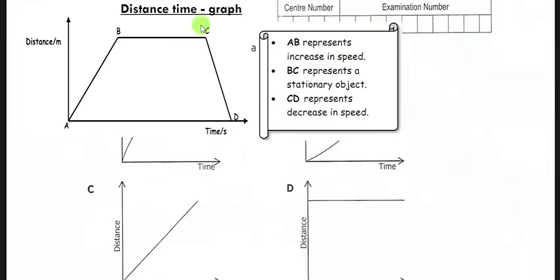So this is a constant decrease in speed for a downward slope. This one does not match any of these here. There's no acceleration in this one. A distance-time graph does not show it. When a line is constant like this, it doesn't show acceleration, it's actually constant speed.